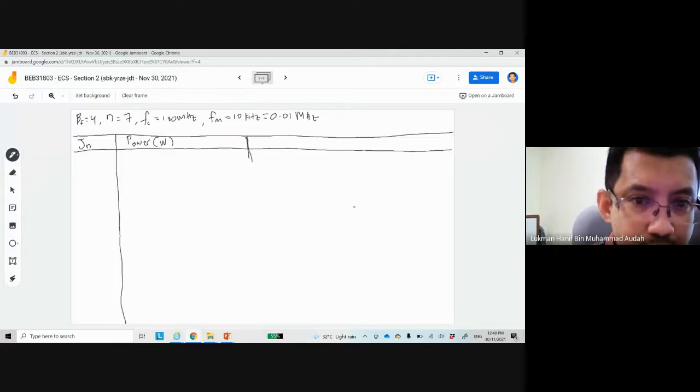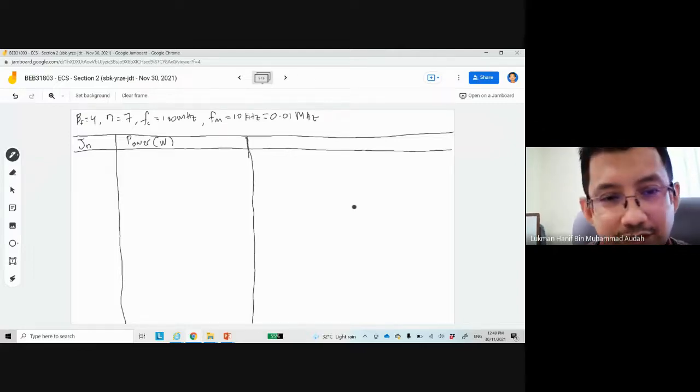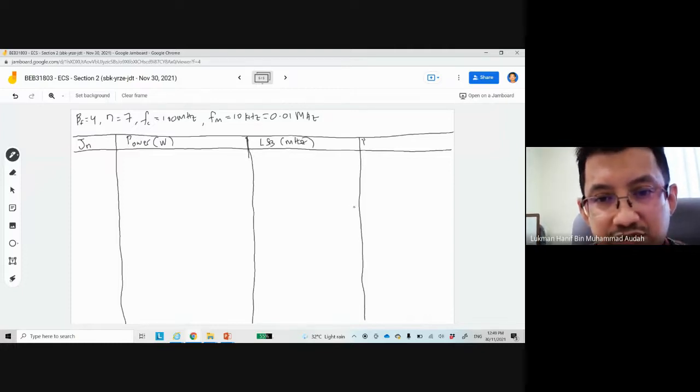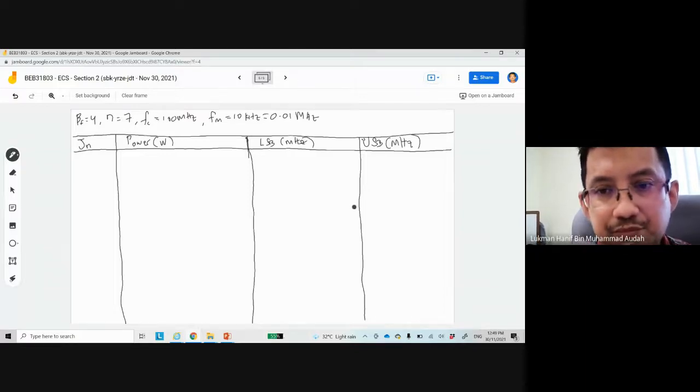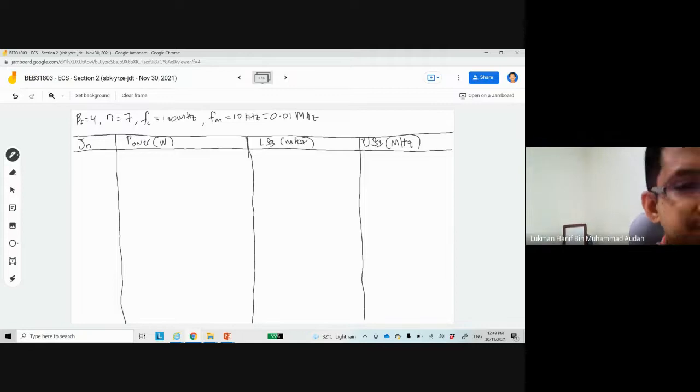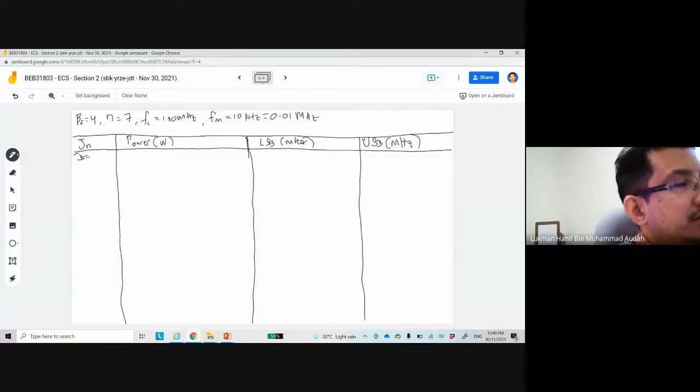So you bayangkan ada 7 mana tu? Ada LSB. LSB dalam mega. Sebab saya punya unit mega. Megahertz. USB upper sideband also in megahertz. Perhatikan. So the first one is J0. J0 is equal to how much? From the Bessel table, kamu kena lihat Bessel table. Bessel table say that the value is negative 0.4.